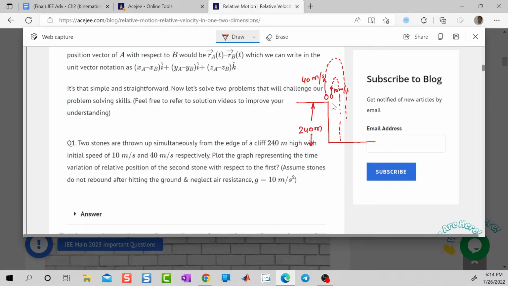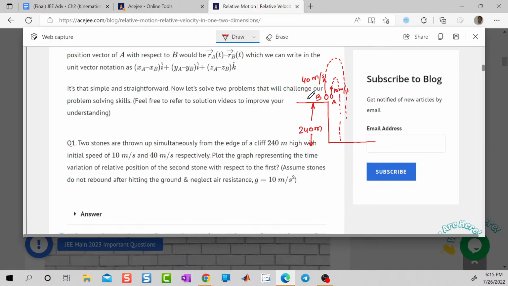So Chavi beta, which one will hit the ground first? Will it be the 10 meter per second one or the 40 meter per second one? Which stone will hit the ground first? Okay. So beta, stone A will hit the ground first.